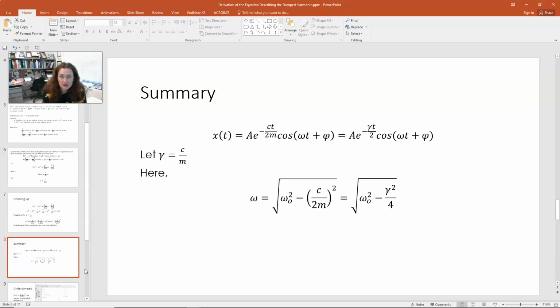Now, your supplementary text, Kleppner and Kolenkow, goes a step further in simplification and calls gamma c over m. And you might remember from our previous discussions on viscous friction that tau was m over c, so gamma is related to tau. Gamma is 1 over tau. So here we have A, e to the minus gamma t over 2 times cosine omega t plus phi. Remembering that omega is described by the square root of omega naught squared minus c over 2m quantity squared, which I could now write as omega naught squared minus gamma squared over 4. All right, so that's our complete solution, based on our guess and check.